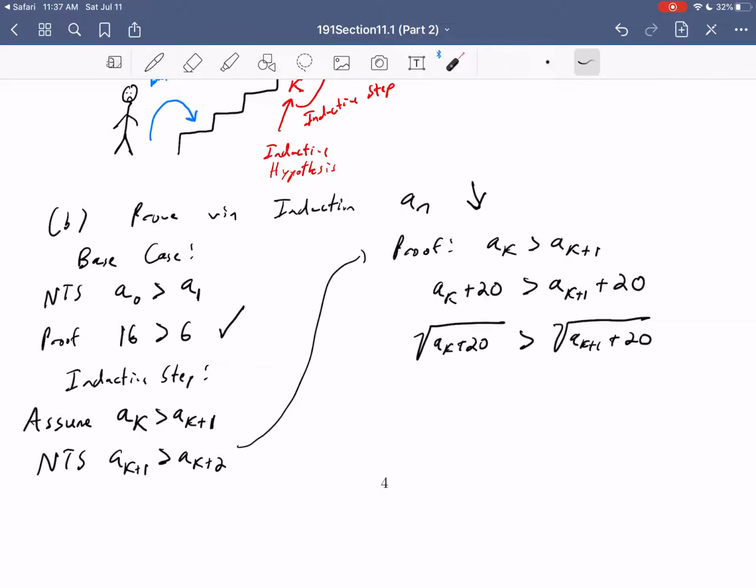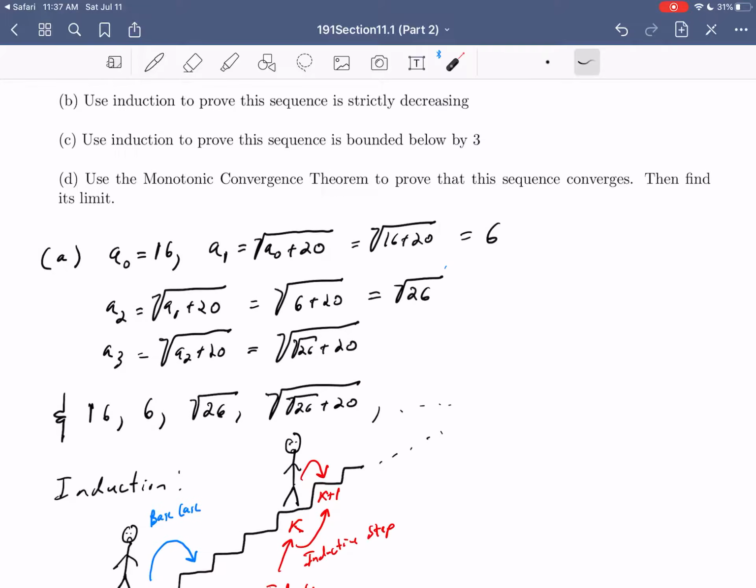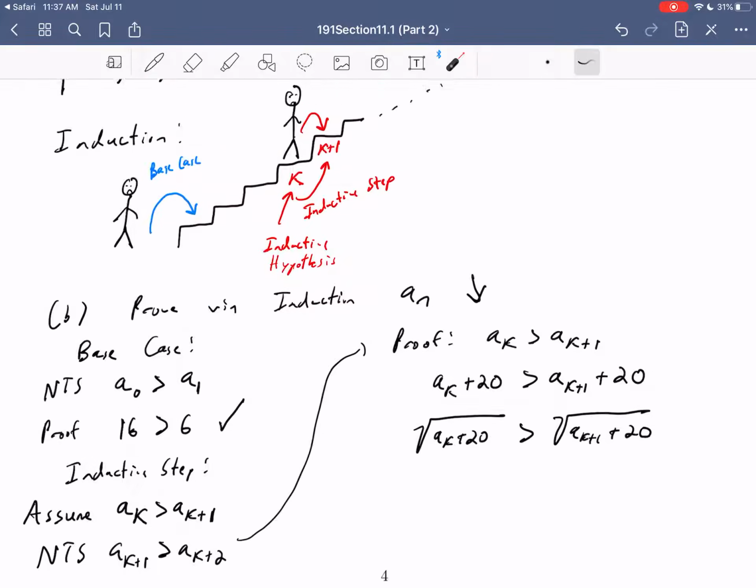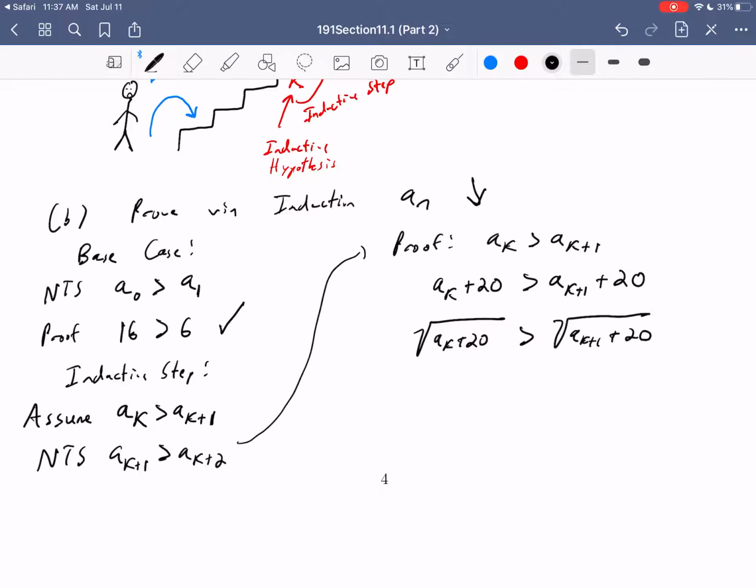Okay. Now, why is this good? Well, what is the square root of AK plus 20? If we have AK plus 20, then this index is K. Well, this index is always one higher, so this, by definition, is AK plus 1. That's how we get to AK plus 1. We take AK, we add 20, we square root it. That's how we get the next thing in our sequence.